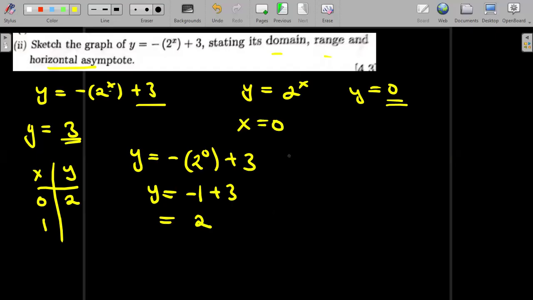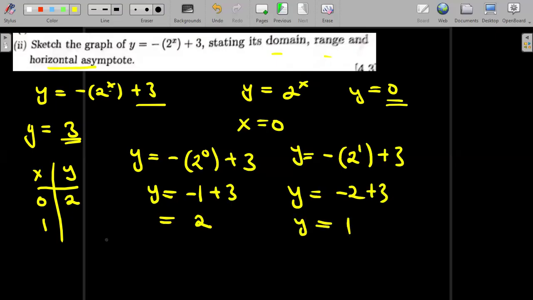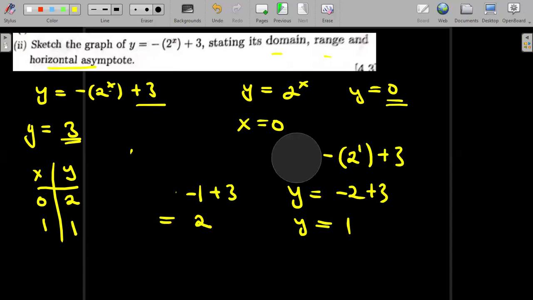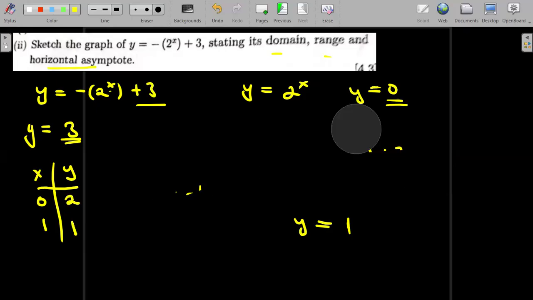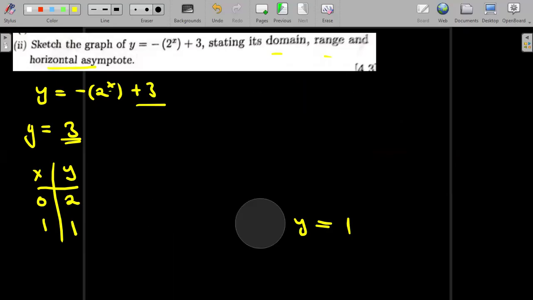Then you replace again when it's 1. So you get negative 2 raised to the power 1 plus 3. And you get negative 2 plus 3. And y is going to be equal to 1. So when x is 1, y is also 1. So that's how you find those points there. So now, with what you have, you can now sketch your graph.